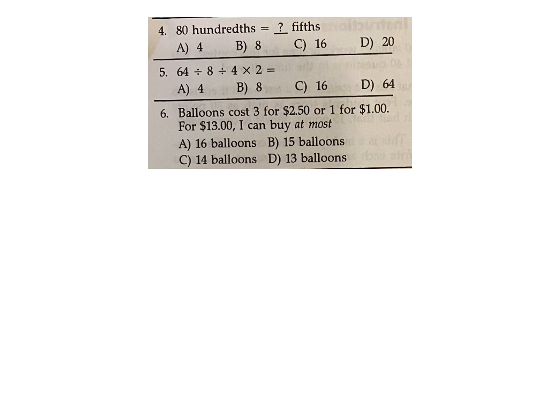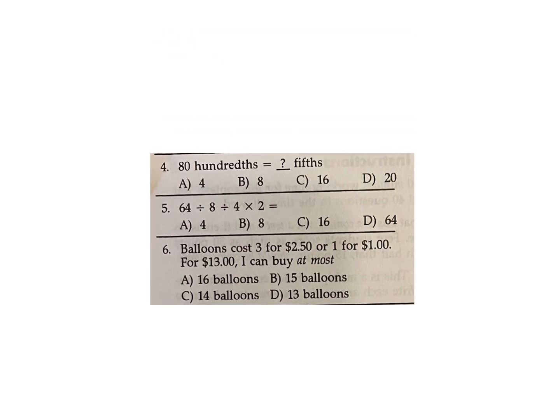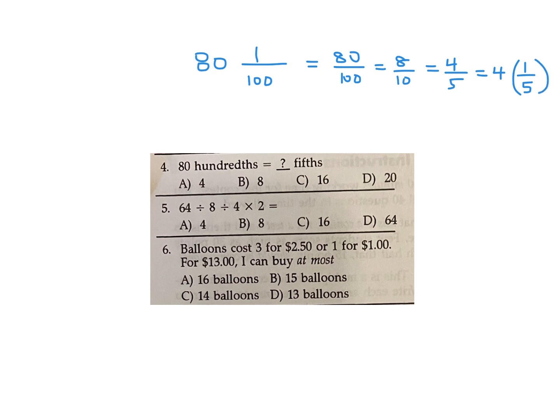80 hundredths is how many fifths? So a hundredth is 1 over 100. And they're saying that is equivalent to how many fifths? Well, let's just figure this out first. This is 80 over 100, which is the equivalent of 8 over 10, which is the same as 4 over 5. Now, 4 over 5 is the same as 4 times 1 over 5. So that question mark is a 4. So number 4, the answer would be A.